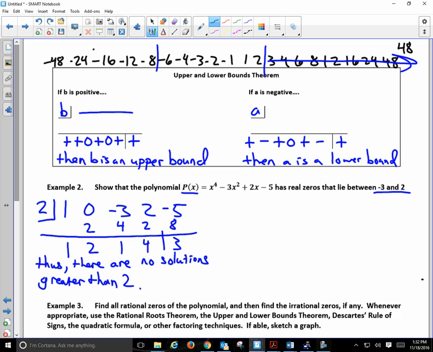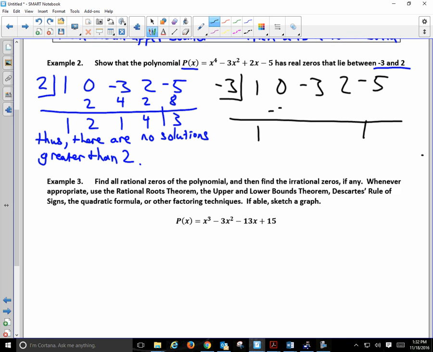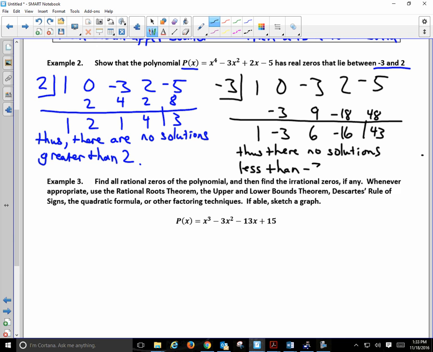Okay, so let's show that -3 is a lower bound. I'll plug -3 in. 1, 0, -3, 2, and -5. I do my synthetic division. What can you tell me about your result? It switches sign. And because it switches sign, thus there are no solutions less than -3, meaning -3 is a lower bound for all of your solutions.